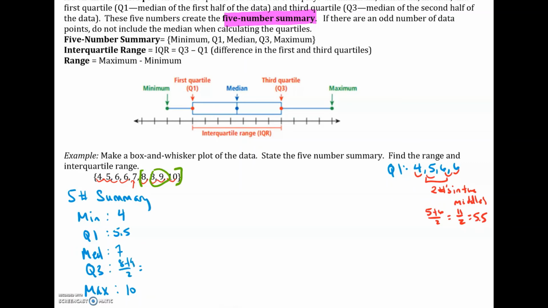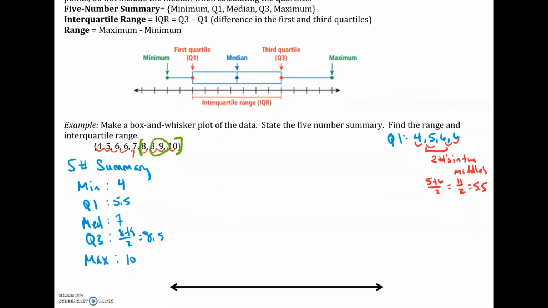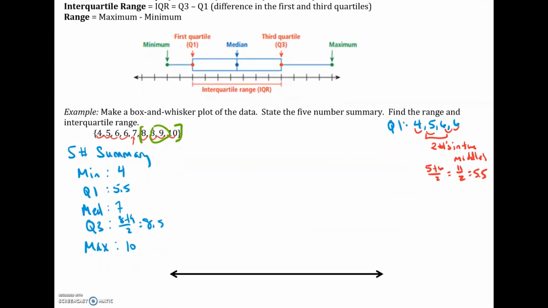So that's going to give me 17 over 2, or 8.5. So there's quartile 3. Okay? So then we can go ahead and put this onto our number line. All right. So just like before, we've got a number line. We want to write down what the data means and all that.